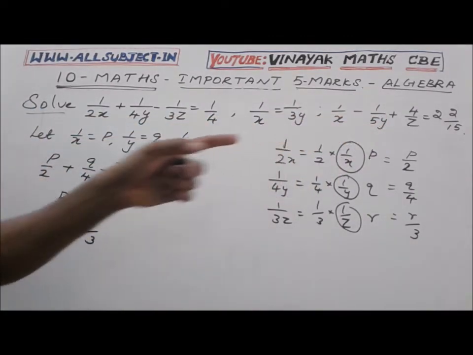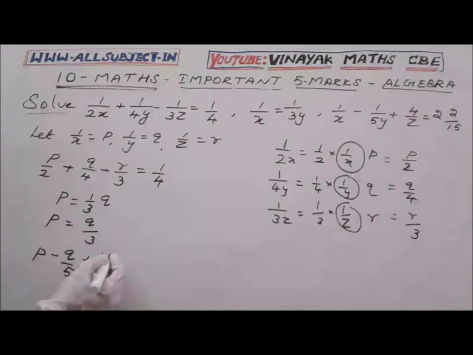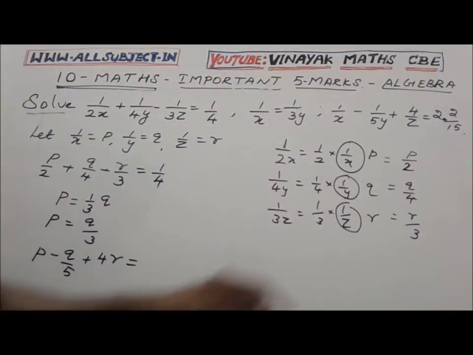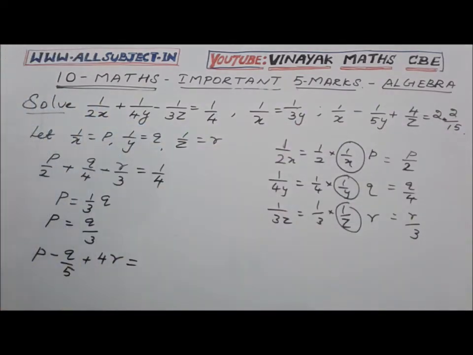And then for the third one, 1 by x is p, minus 1 by 5y is minus q by 5, and 4 by z is plus 4r, equal to 2 into 2 by 15. Mixed fraction is given, so it will be equal to 15 into 2 is 30 plus 2, 32 by 15.